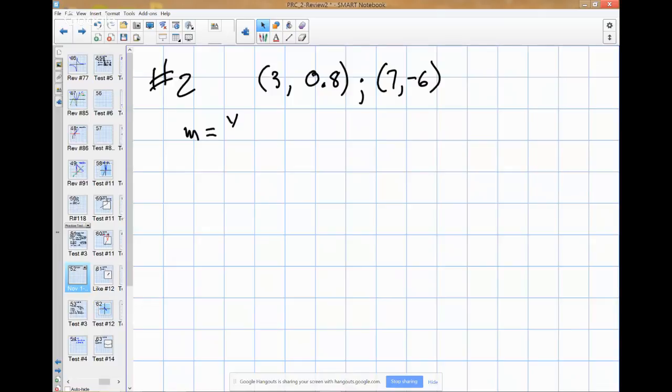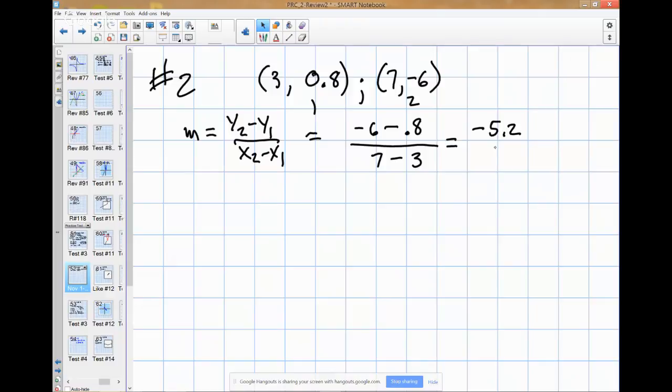I'll call this point 2 and this point 1. So y2, -6, minus 0.8, over x2, 7, minus x1, 3. So -6, take away 0.8 is what? -5.2. And on the bottom, we get a 4. So what is that, -1.3? I believe it is. So now we have our slope.